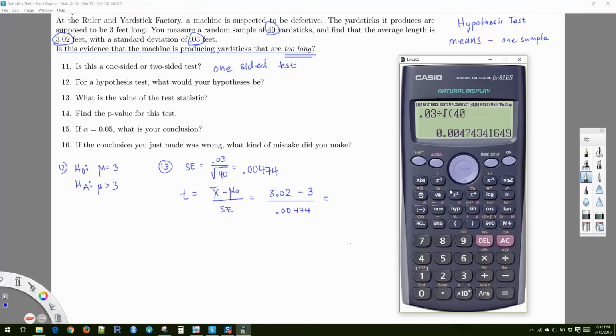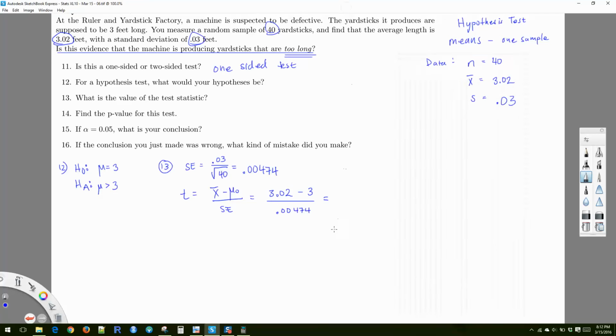Okay, so let's do this. 3.02 minus 3 divided by 0.00474. And I get 4.216. Okay, so this is my test statistic, 4.216.